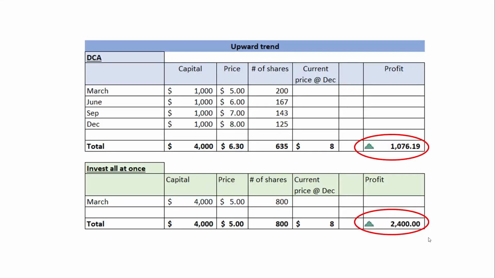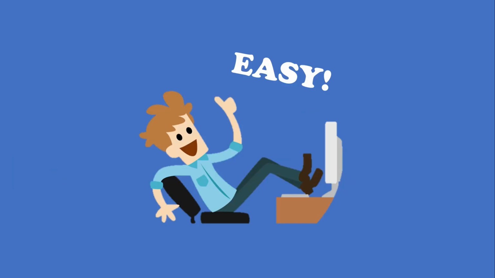Okay, so up to this point, you might think that, okay, it's very easy. I should just invest more capital when the price is lower. But again, no one can time the market. It's hard to predict if the share price is always on an uptrend. Sometimes this uptrend might not last for long.